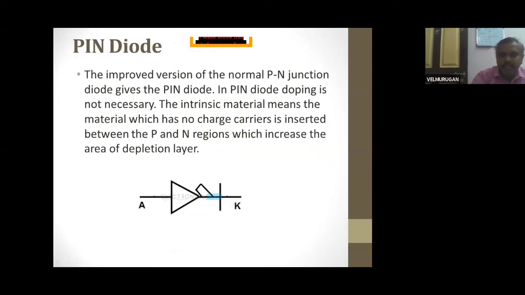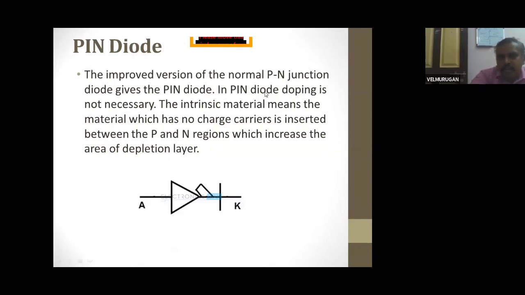Then the next diode is a very important one, the PIN diode. PN junction and PIN are totally different. Here there is one more small indication in the PIN diode. It is a variation of the normal PN junction diode. In the normal PN junction, you add some material here, that is, intrinsic material.